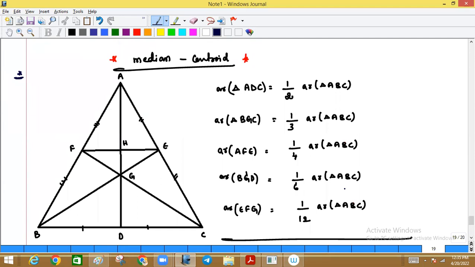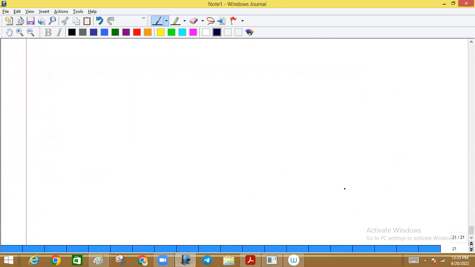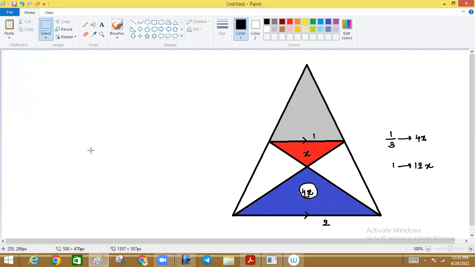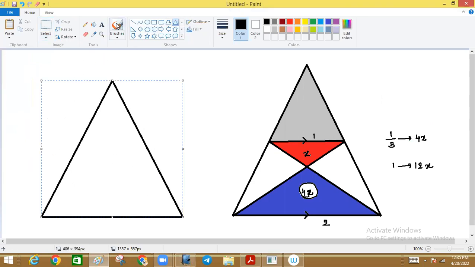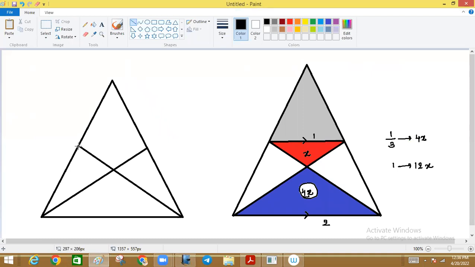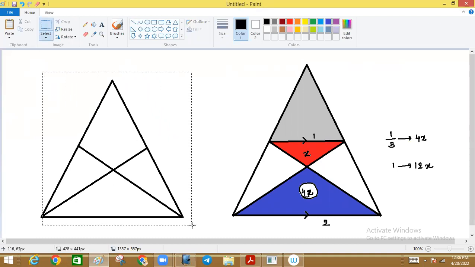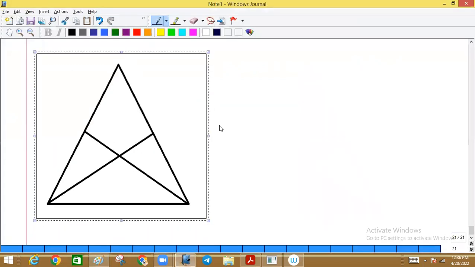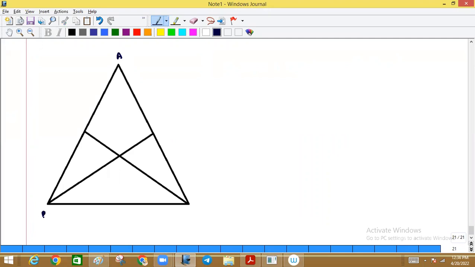Okay. So this is less important, but what is more important? These ratios are more important. What kind of a sum may they ask you? Suppose ABC is a triangle. BD and CF are medians. Let it be G only.